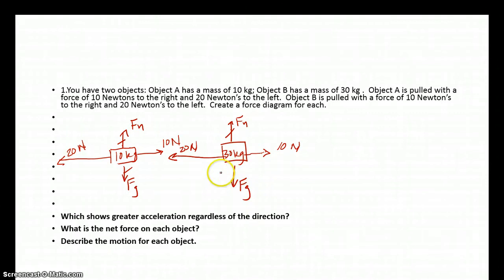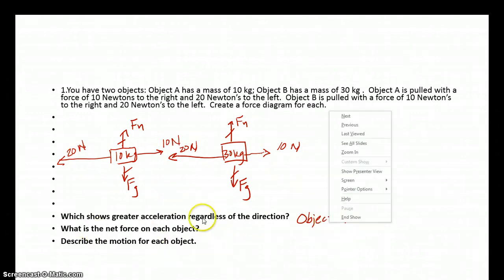All right, which one? So it says which shows the greatest acceleration regardless of it. And just looking at this and looking at common sense, I know that the greater the mass, the more force is required to accelerate that. So I would say this one, because it has a lower mass, has a greater acceleration because you need to have less force. So object A.